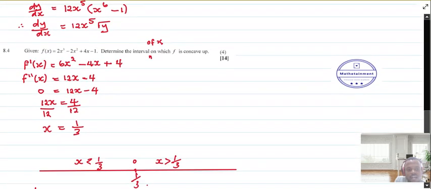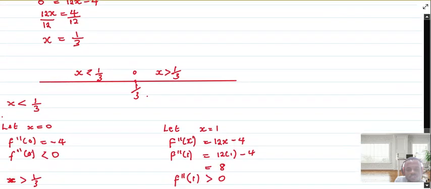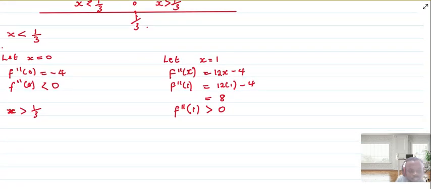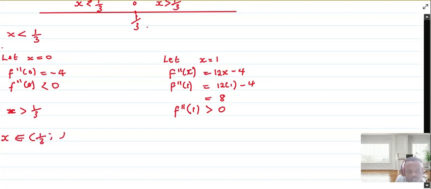But here I'm required to find the interval. So the way of writing an interval is to say x belongs to the set, but please make sure that you don't write a square bracket, but you write an open bracket, 1 over 3 up to infinity, meaning 1 over 3 is not included in the set of x values.